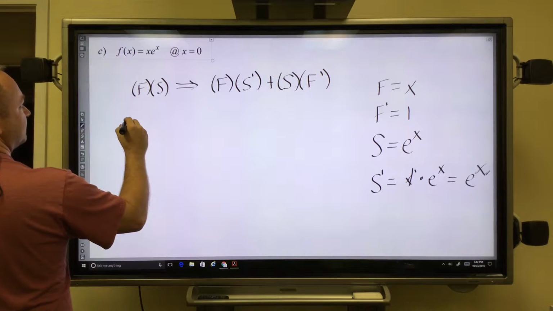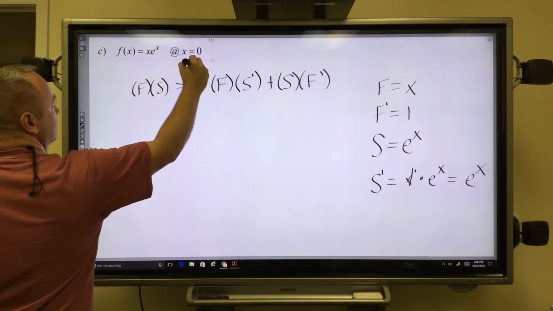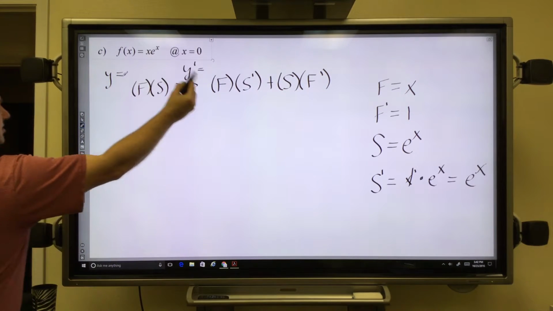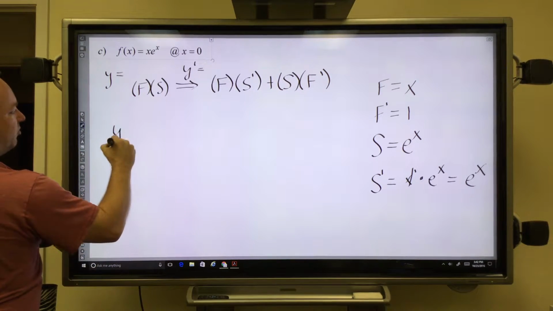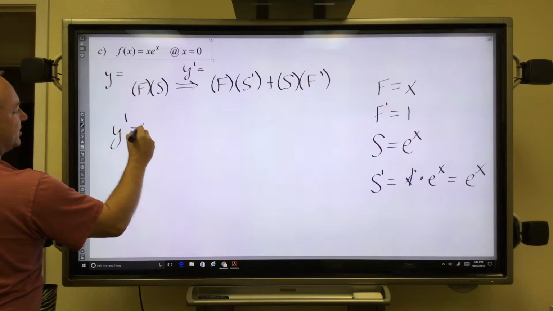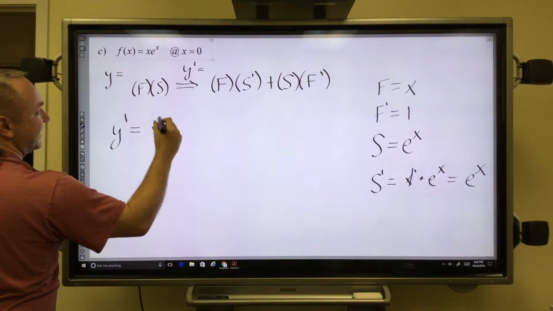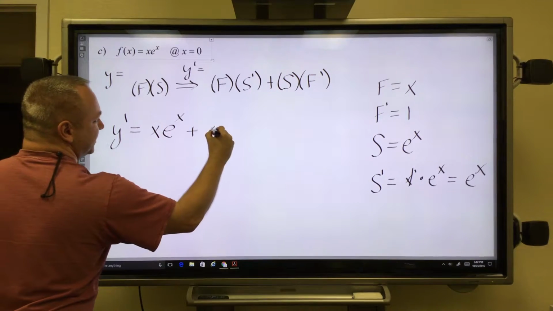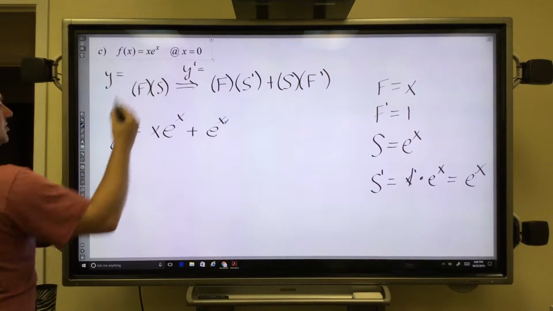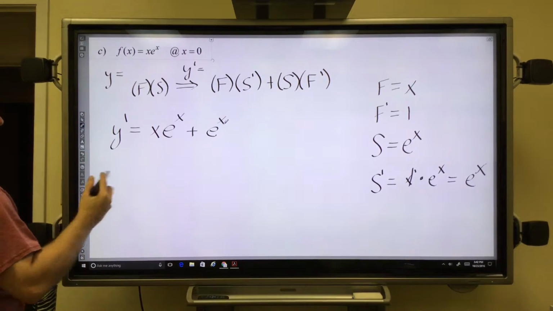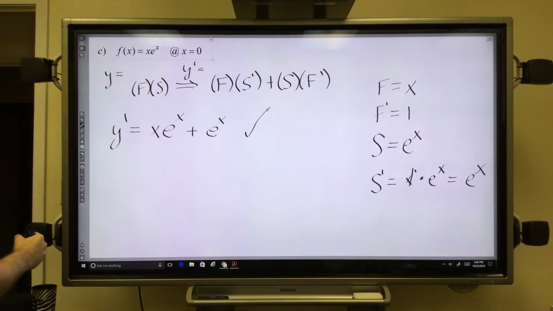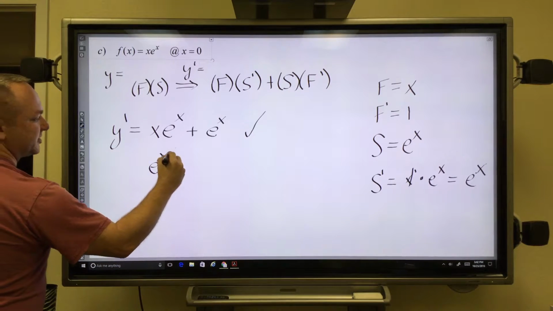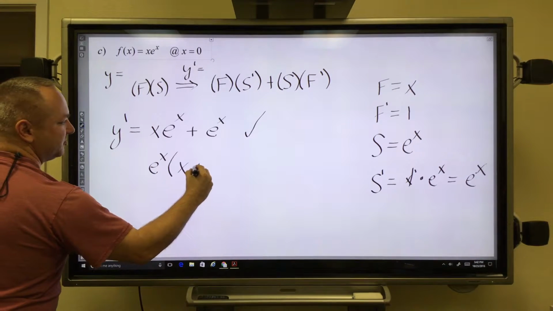So if y is equal to this, then y prime is equal to that, right? So y prime, or f of x prime, is equal to the first, x times the derivative of the second, which is just e to the x, plus the second, e to the x, times the derivative of the first, it's just 1, and this is all you have. This is the derivative. Now, if you need to simplify that, you can by taking out an e to the x.